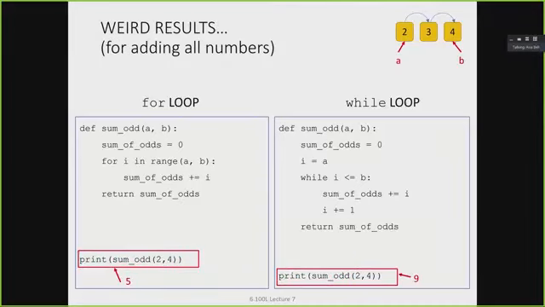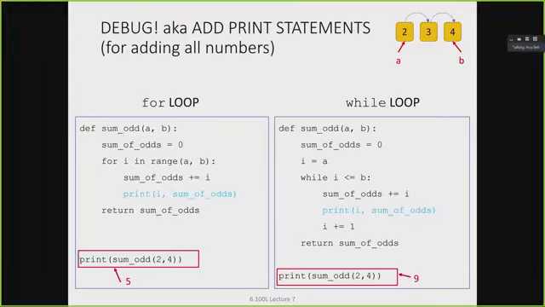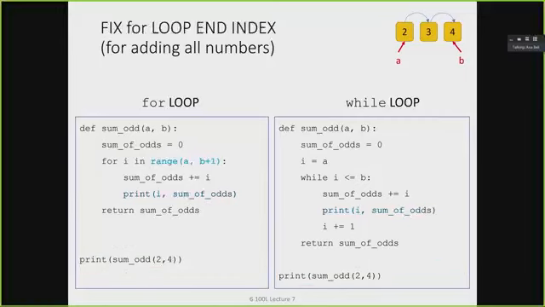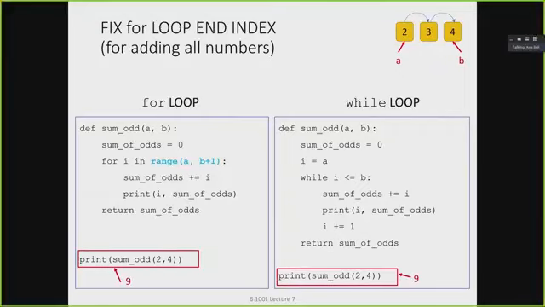Okay, if we test it with 2, 4, the for loop gives me a 5, but the while loop gives me a 9. So you guys might have noticed what the problem is. My for loop goes through up to, but not including, the end variable, right, the b. So we can add a print statement in case you didn't figure that out. And the print statement would actually tell us what we're incrementing. First it's 2, then it's 3, but I never hit the 4. So the fix is to just change my end range to be b plus 1. And then we run it again, and we see the answers match.